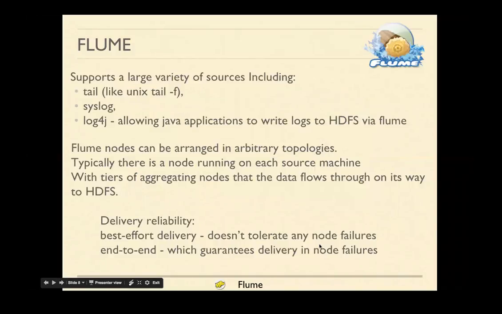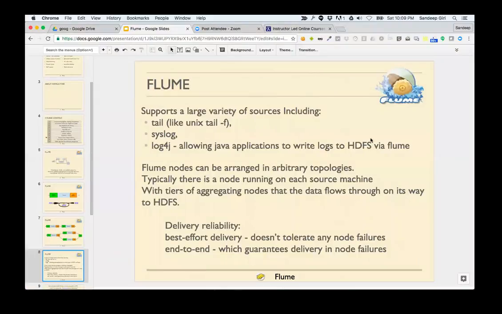So there could be various kinds of source. For example, tail minus f. What does tail minus f do? Anybody? What does tail minus f do? That's correct, Dheer.